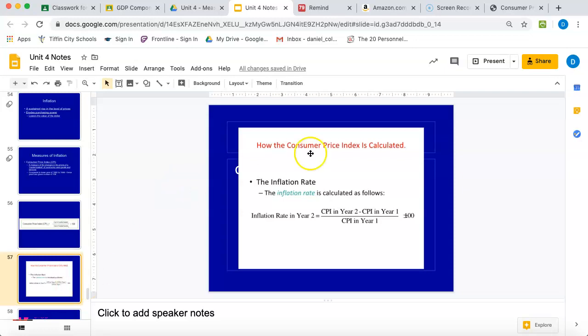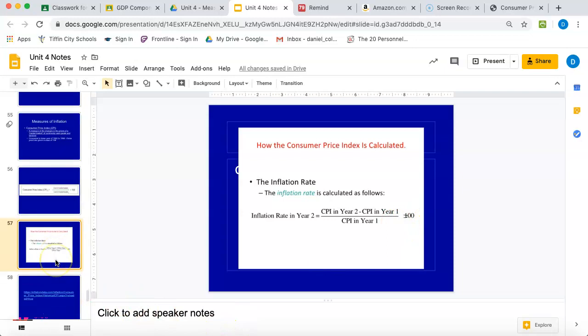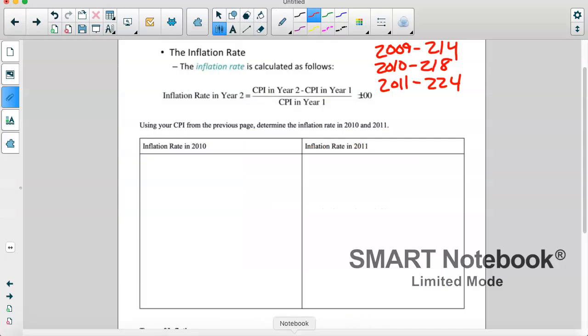So when we use the CPI of the market baskets, we're going to take the CPI in the second year we're studying, the new year, subtract the old year, divide it by the old year, and then multiply that times 100. Okay? So let's do an example. If you could please write these numbers down: 2009, 2010, 2011. Those are the actual CPI of each of those years, so I went and looked them up. Now, we're just going to do new minus old over old. So let's try and find the inflation rate in 2010.